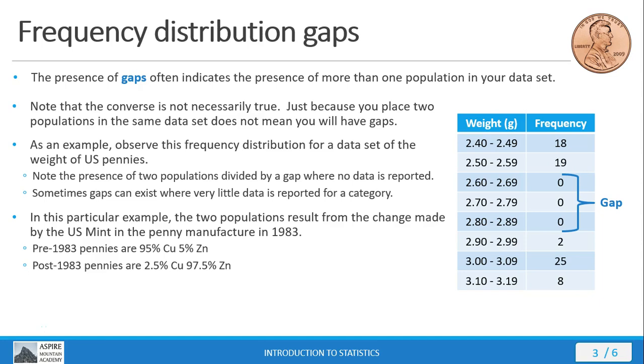Why did the U.S. Mint make the change? Well, there's quite a bit of a deal, as it turns out. 2 years prior, in 1981, there was a coup in the country of Chile. Chile is one of the world's major producers of copper. Well, there was this coup that took place in the country.